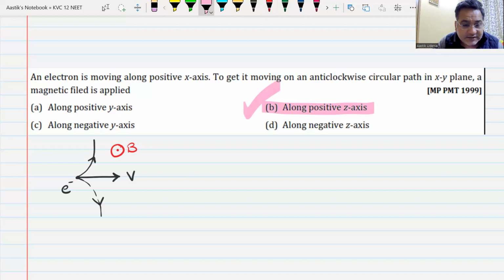Do we understand this? Yes or no? Great. This is how you can find it out. One or two more questions based on this so that you understand how this is done.